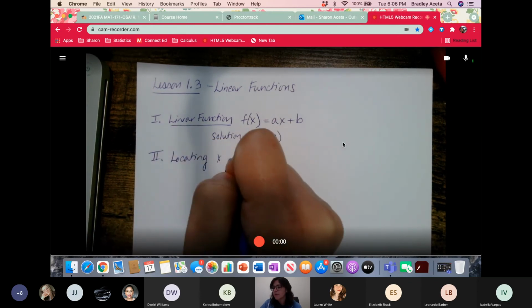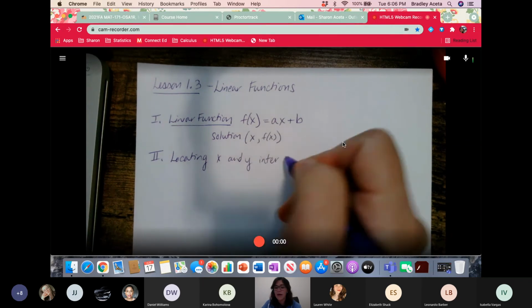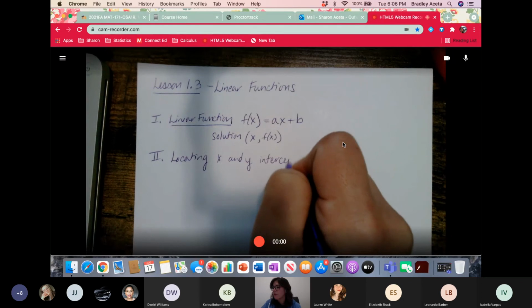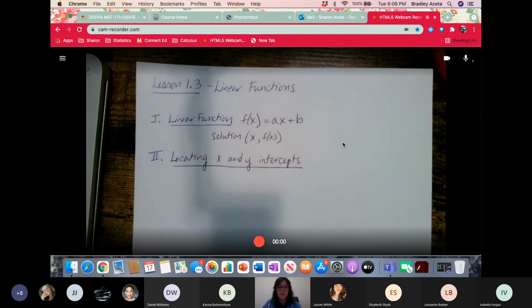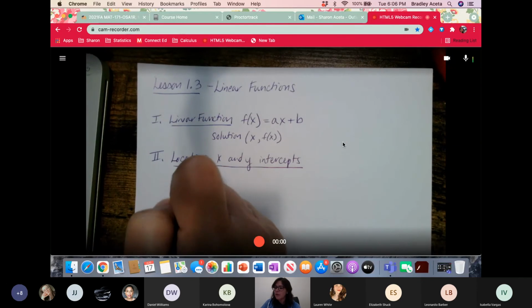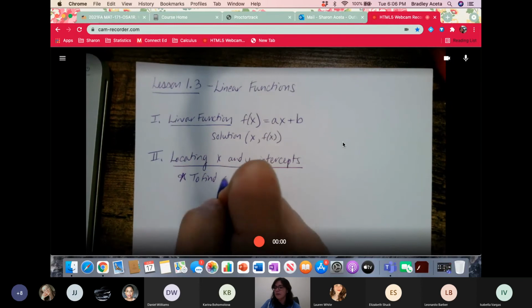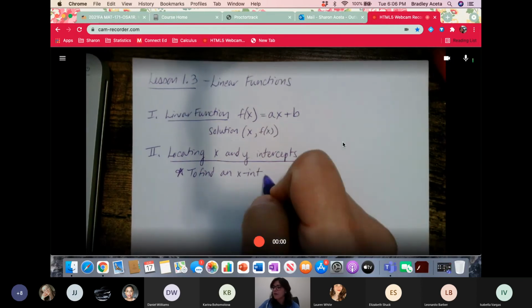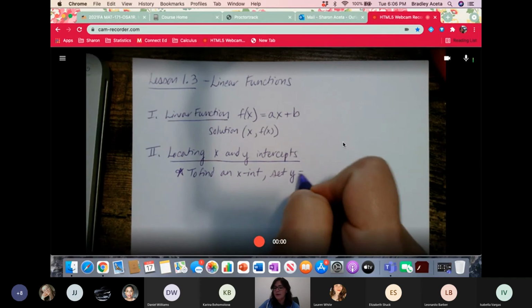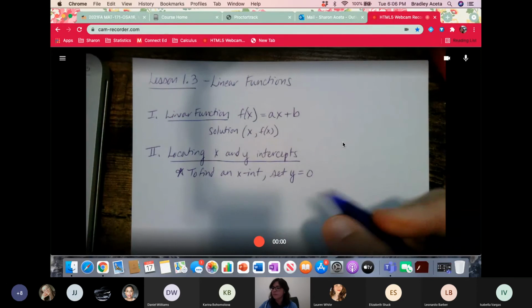Locating x and y intercepts. Very important. You're going to be asked a lot of this on the homework. What's the x-intercept? What's the y-intercept? Okay? It's very easy to do, but it seems a little backwards. So if you want to find an x-intercept, you set the y equal to 0. And that will give you an x value.